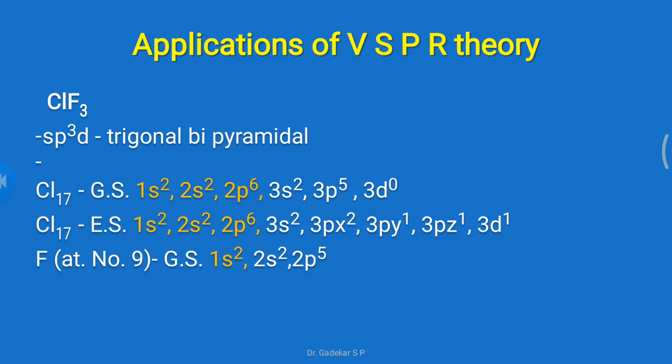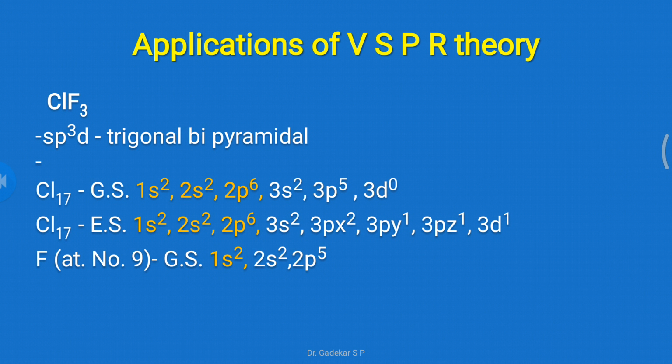Here, the ground state electronic configuration of the chlorine atom contains 3s2, 3p5, 3d0. Promotion of an electron occurs from 3p to 3d. The excited state electronic configuration of chlorine is 3s2, 3px2, 3py1, 3pz1 and 3d1. So 7 electrons are present in the chlorine atom. Three unpaired electrons are present and two lone pairs of electrons, 3s2 and 3px2.